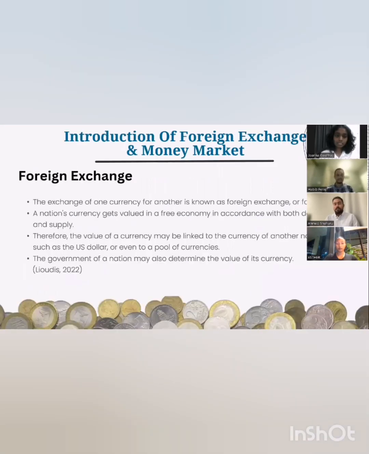So moving on with the presentation, what is foreign exchange? Basically, foreign exchange is the exchange of one currency for another. It is also known as forex. A nation's currency gets valued in a free market against other currencies such as the US dollar or even to a pool of currencies. The government of a nation may also determine the value of its currency.